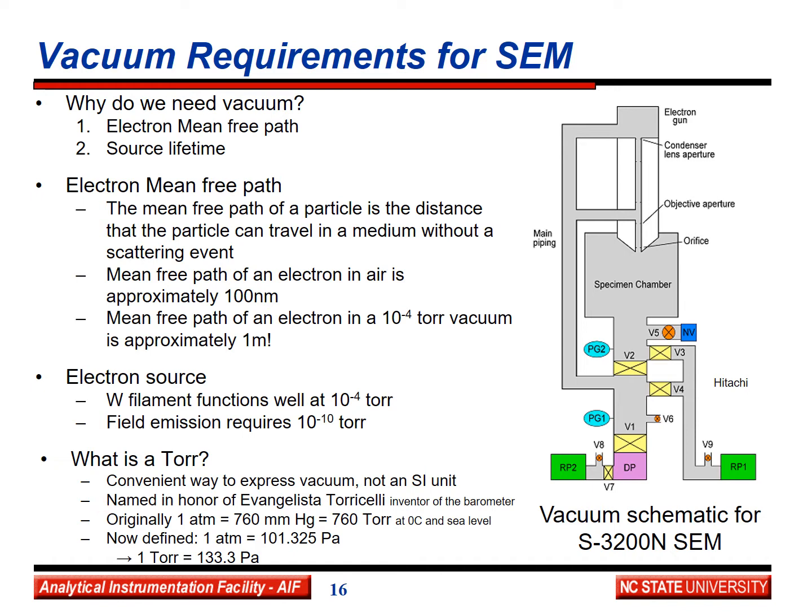It's easy to remember that 760 torr is an atmosphere, 10 to the minus 1 to 10 to the minus 3 torr is a mild vacuum, 10 to the minus 4 to 10 to the minus 8 torr is high vacuum, and less than 10 to the minus 10 torr is ultra high vacuum. And that's the primary reason I use it, is because of the ease of orders of magnitude.